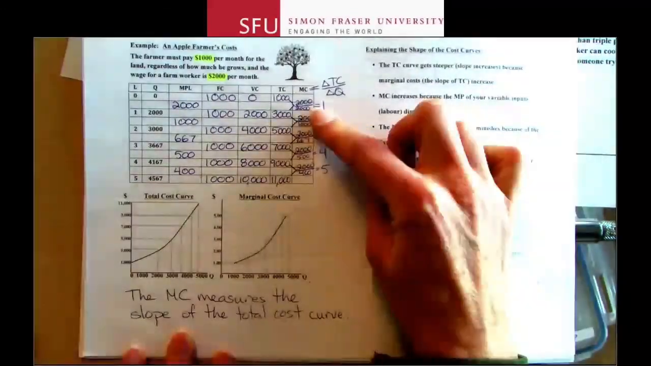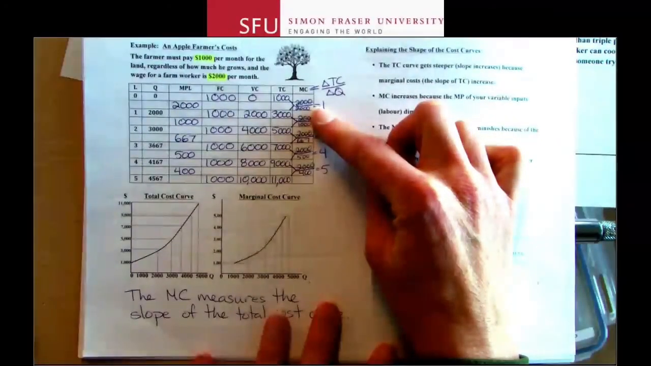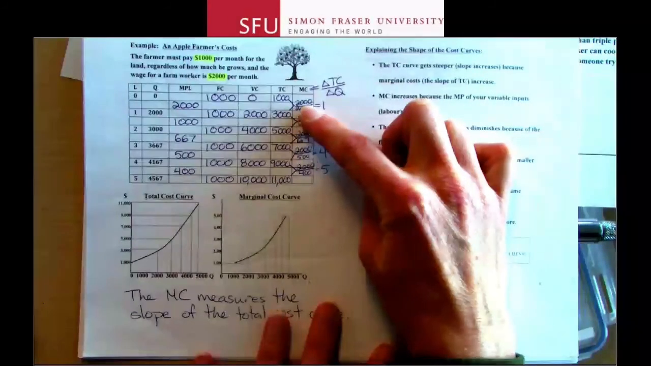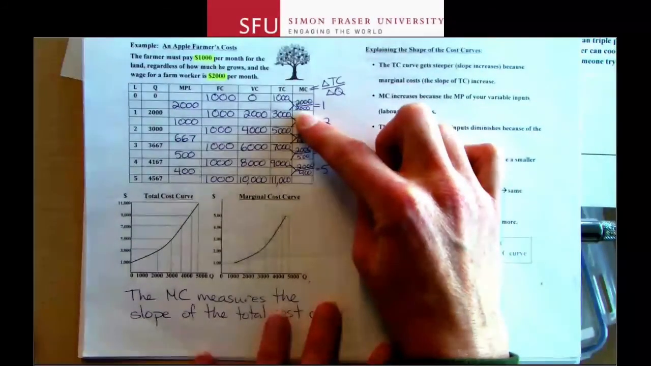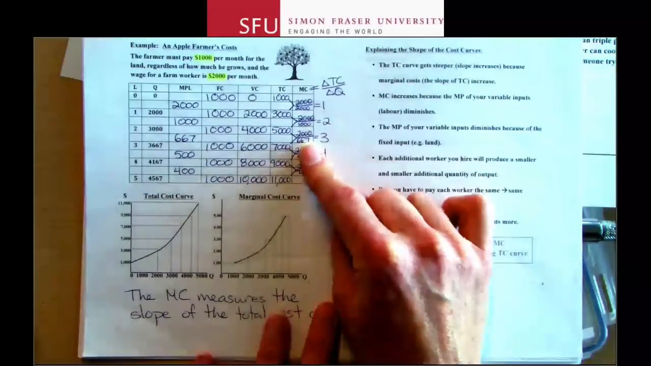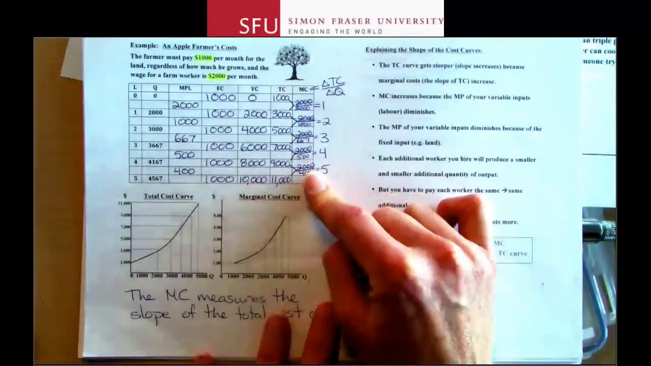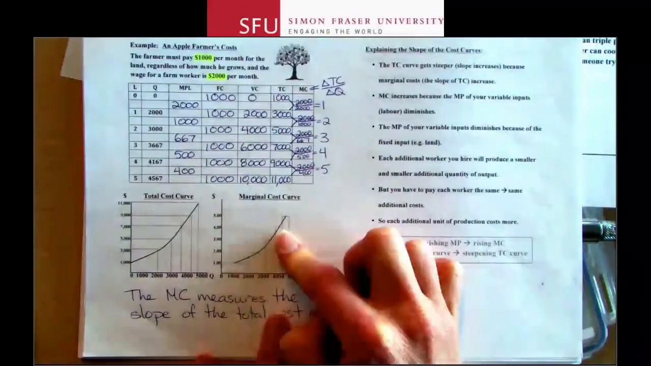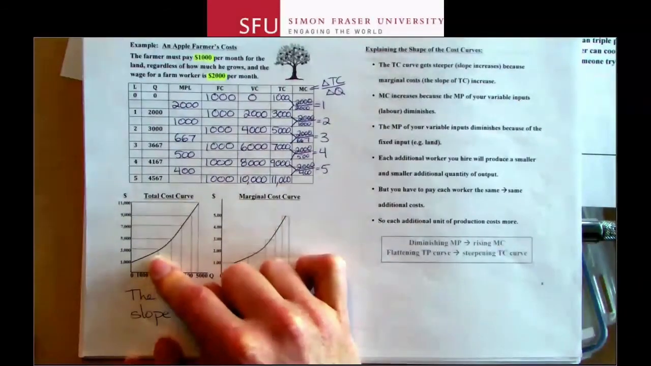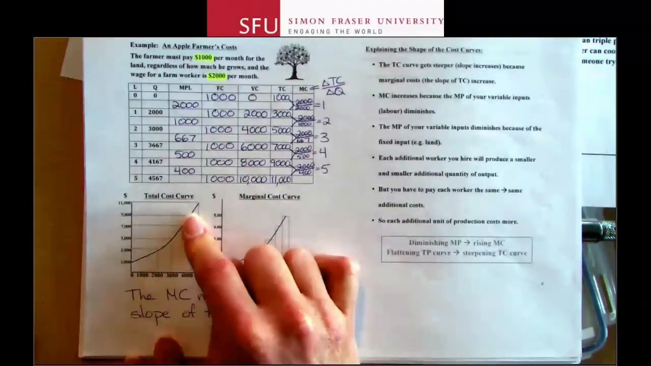But then when we calculated the marginal cost, we had to pay the workers the same, $2,000, and then the increase in the output, which is the denominator here, became smaller and smaller. And so as a result, the marginal costs go up. So marginal costs of production go up. And then that means that when you graph the total cost curve, it will increase at an increasing rate.